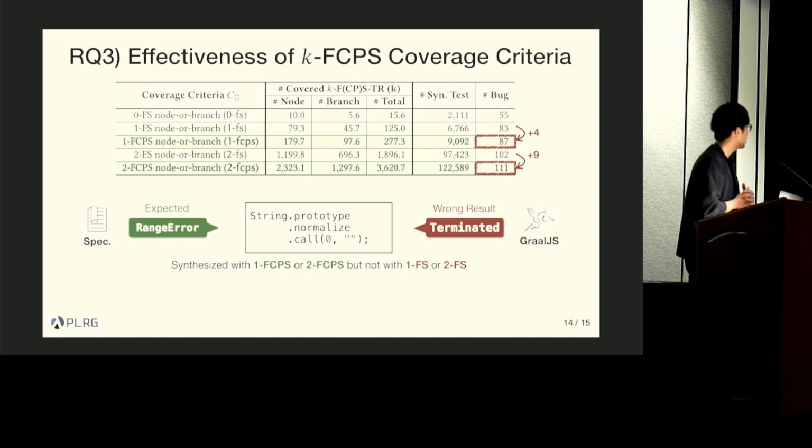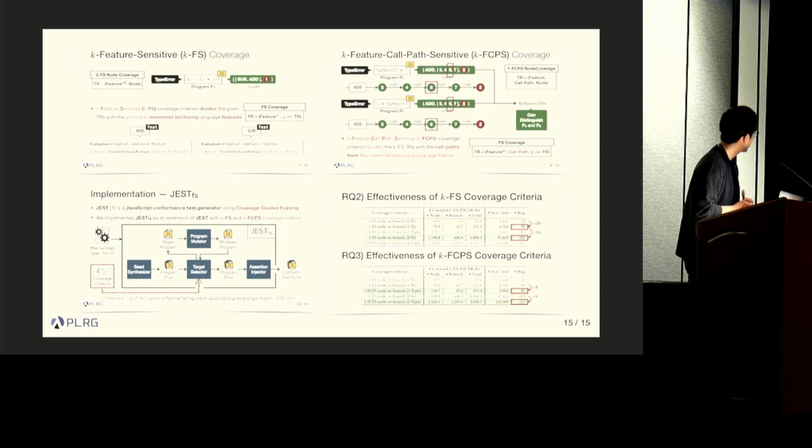To conclude, we presented a new coverage criteria called feature-sensitive coverage criteria, with their variants, for conformance testing of PL implementations. To evaluate our approach, we implemented JEST-FS and experimentally showed the effectiveness of our approach by detecting more conformance bugs in real-world JavaScript implementations. So this is the end of my talk. Thank you for listening.